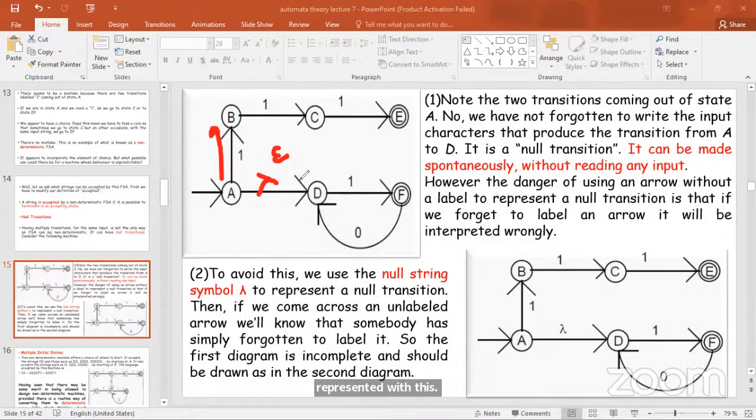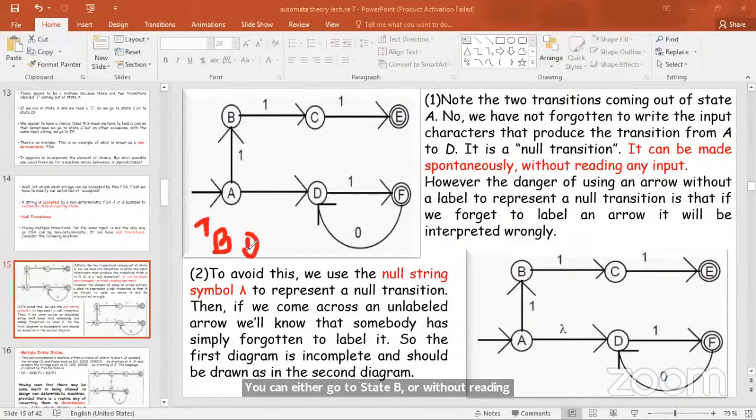Now, it is a null transition. So instead of calling it empty, we call it a null transition. A null transition can be represented by a lambda or by this symbol that looks like an epsilon, right? It can be made spontaneously without reading any input. That means if you read a 1 here, you can either go to state B, or without reading anything you go to state D, and using your 1, you now go to state F.